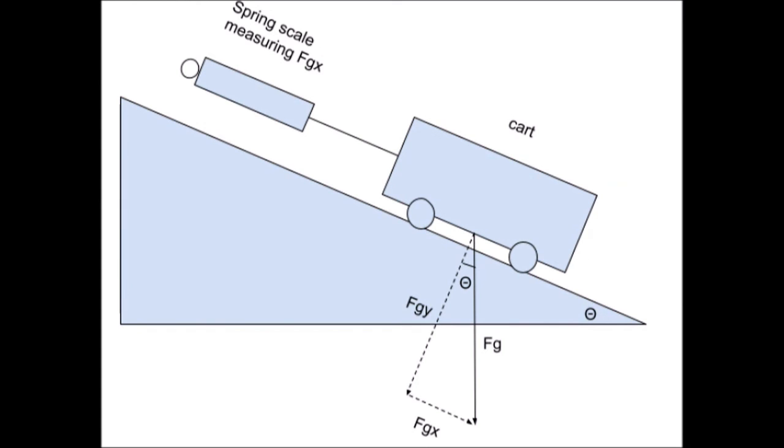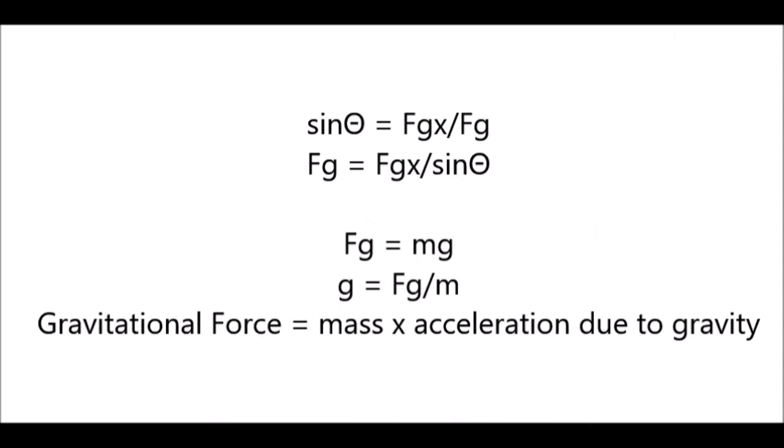Draw a free body diagram of the forces acting on the cart to help visualize the calculations. Split Fg into Fgx and Fgy components parallel and perpendicular to the ramp. Since theta and Fgx are known, Fg, the gravitational force acting on the object, can be determined using Fgx over sine theta. Next, inputting the mass of the cart and the determined gravitational force into the gravitational force equation, Fg equals mg, the acceleration due to gravity can be found.